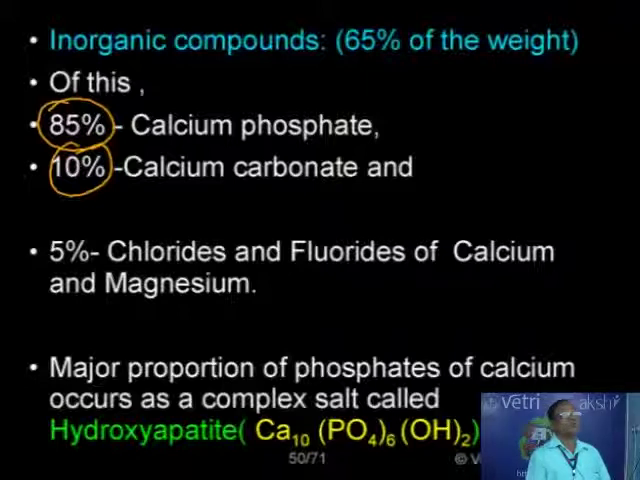Now we have the calcium phosphate. In which form is the calcium phosphate formed in the bones? It is formed in the form of a complex salt. The name of the calcium phosphate salt formed in the bone is called hydroxyapatite. You see the formula also: calcium phosphate, so it is actually hydroxy calcium phosphate. That is why it is called hydroxyapatite. So the calcium phosphate in the bone is in the form of hydroxyapatite.